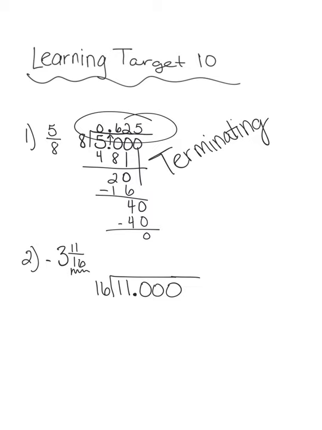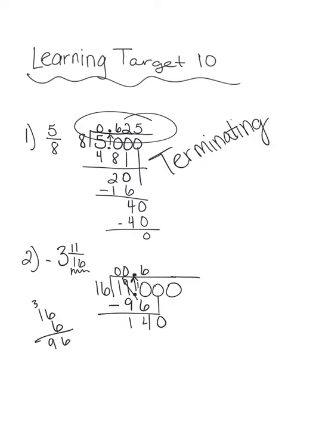16 does not go into 11, but it does go into 110. I am going to use a little bit of guess and check, and so I'm just going to start with 6. Multiply 16 times 6. And I know that it's got to be a 6 because 16 times 6 is 96, and if I were to add 16 to the 96, I would exceed 110. So 6 goes here. Move my decimal point up. And now I subtract. I get 14, bring down my 0. So now I've got 140.